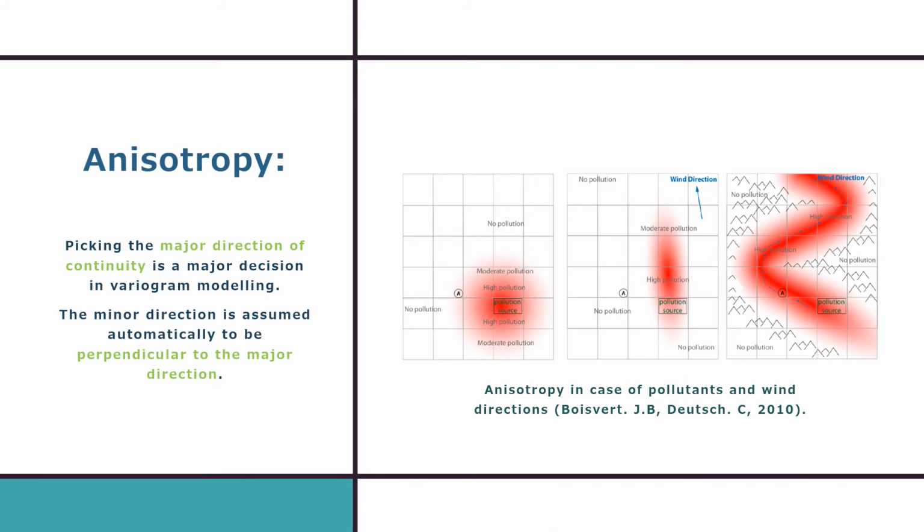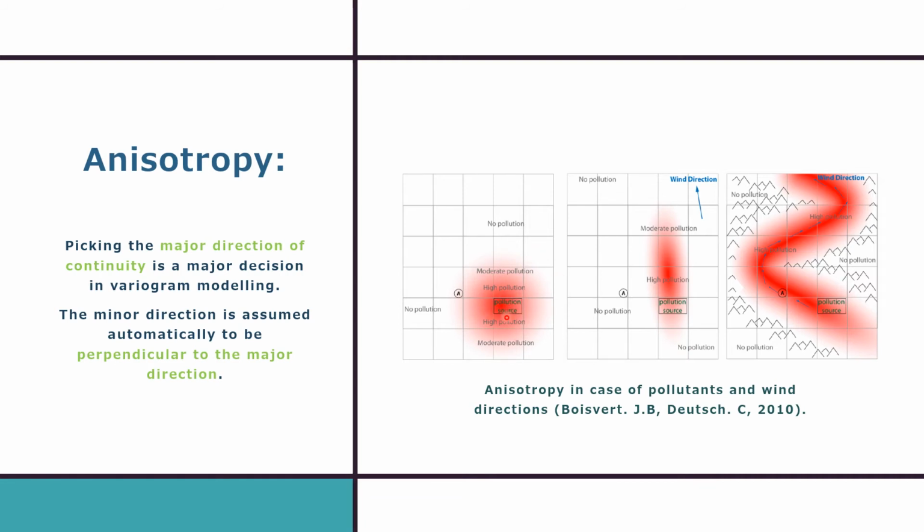So in the two slides before that, I talked about pairing points at a specific direction. I didn't discuss how we ended up with that direction. That direction comes from a concept called anisotropy. So let's start with this example. Let's say there is a factory here that is producing pollutants, and we are mapping those pollutants in the air.